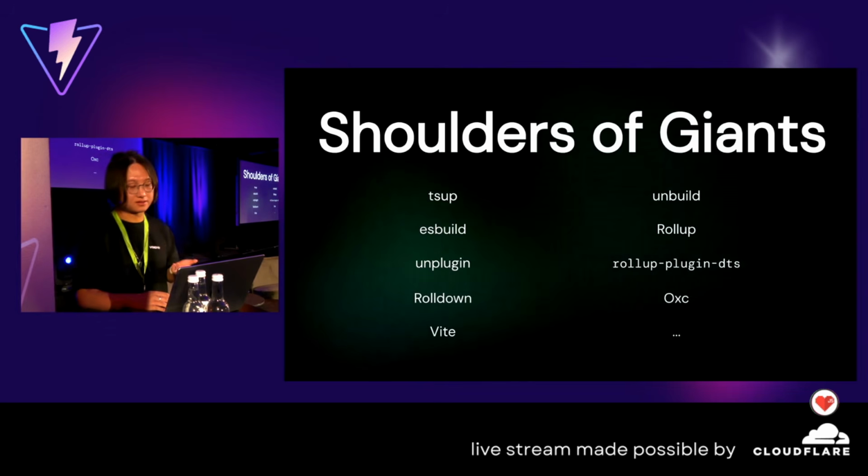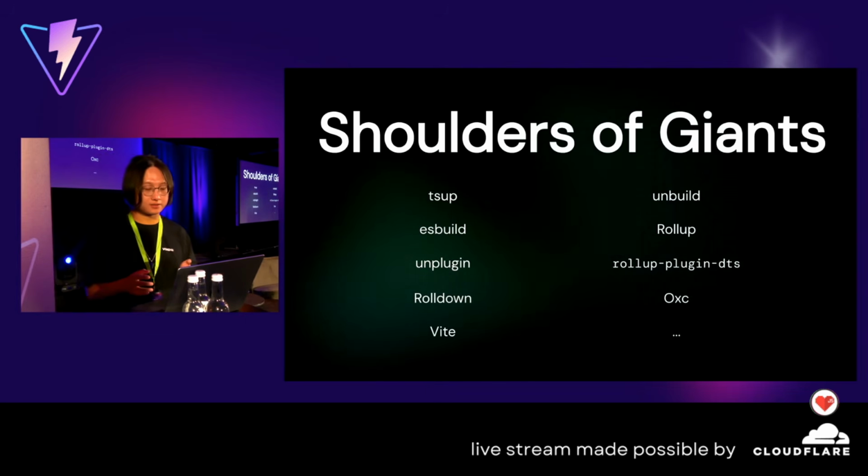And tsdown's success is built on the shoulders of giants. It wouldn't be possible without the foundation work of so many open source projects, including tsup, unbuild, esbuild, Rollup, unplugin, rollup-plugin-dts, and for sure Rolldown, Oxc, and Vite. So there is a lot of story behind all of this. I could talk about them all day.